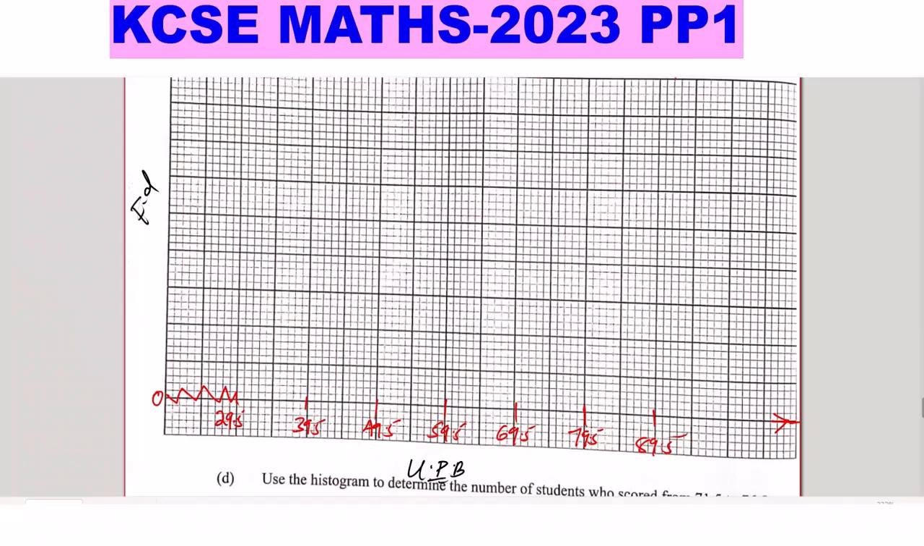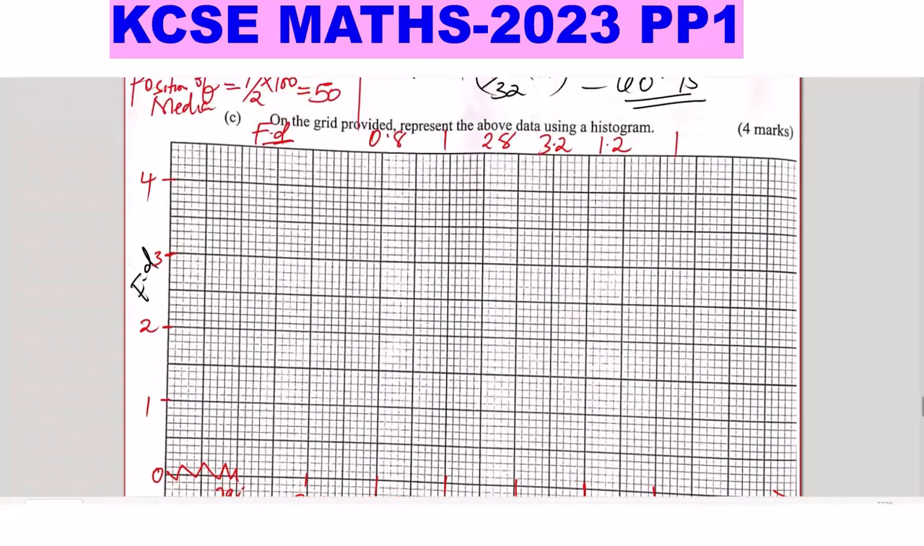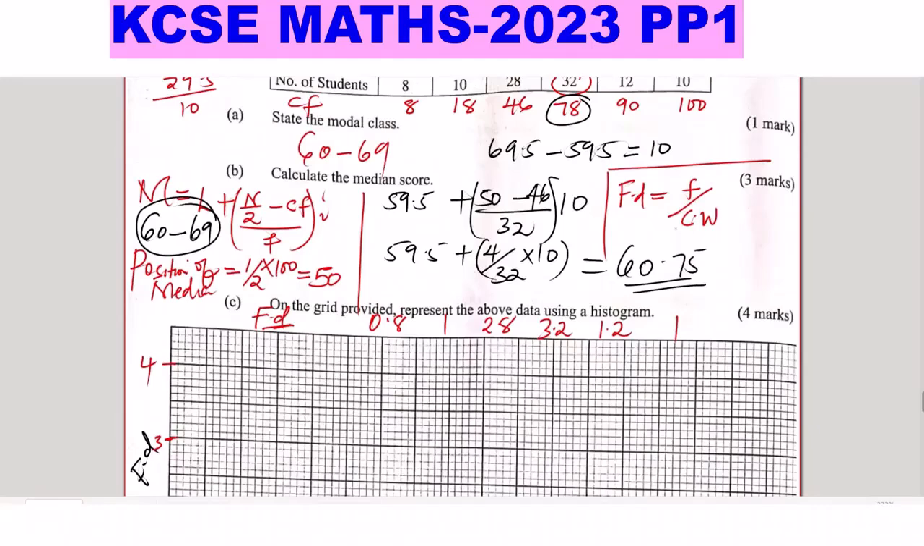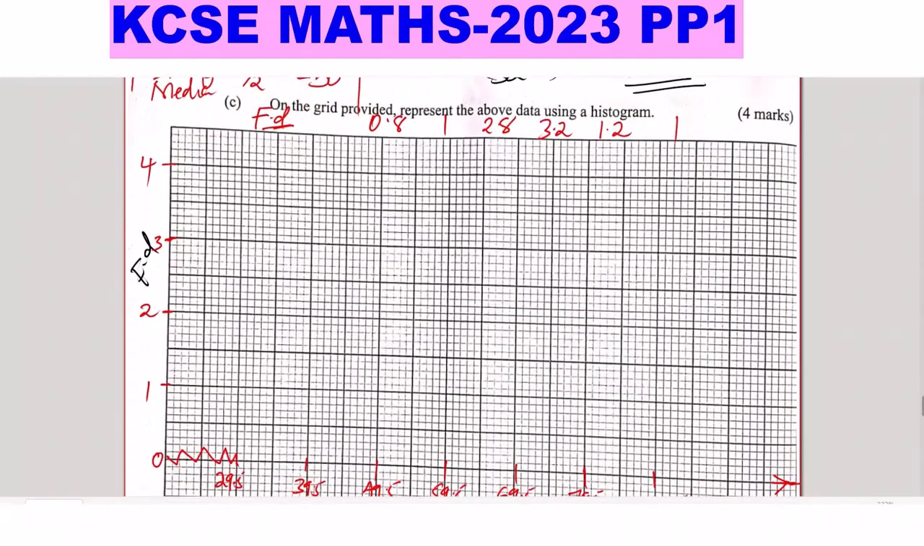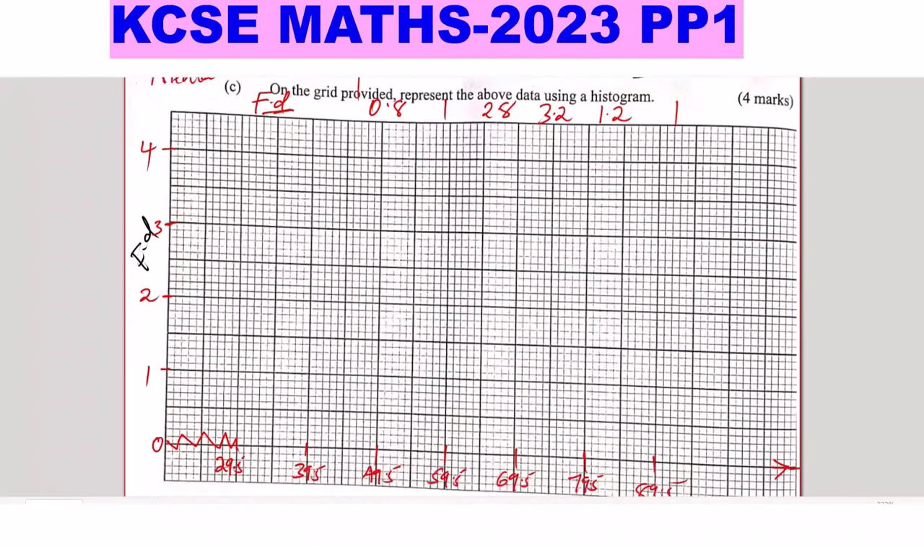Then for the y-axis, you can decide to use 2 centimeters to represent 1. So this will be 1, then this will be 2, then this will be 3, then that one will be 4. So that we can have one small square to represent 0.1. Now we can draw the bars. The frequency density for the first class is 0.8. So the class from 29.5 to 39.5 has 0.8. So 0.8 is here, like that.